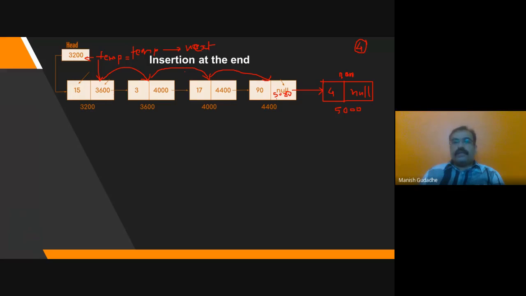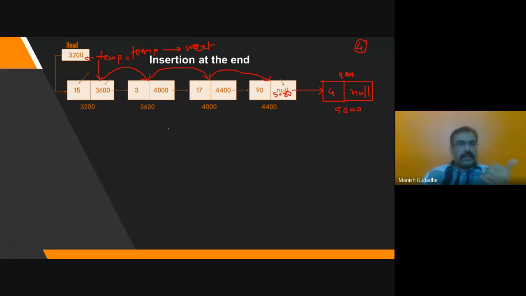So how can it be created? By making temp.next, because temp is at that time pointing to the last node, equal to 5000. So this way the node will be added to the linked list at the end. So this way we can insert elements as the last node of the linked list.